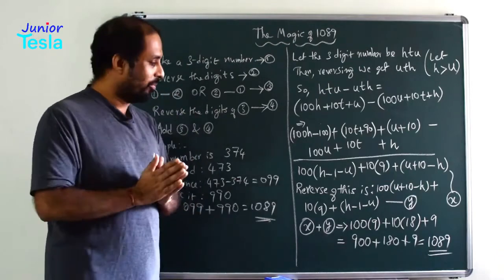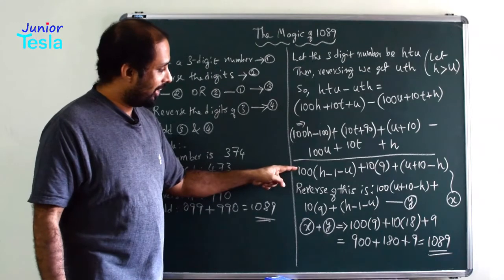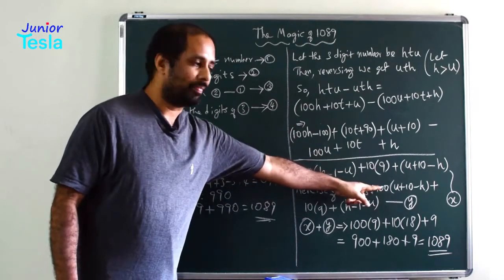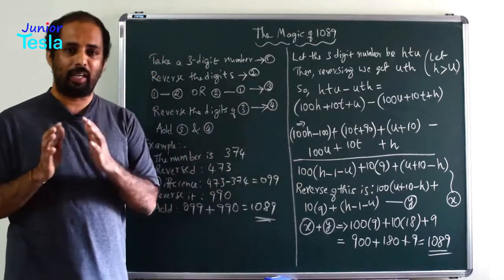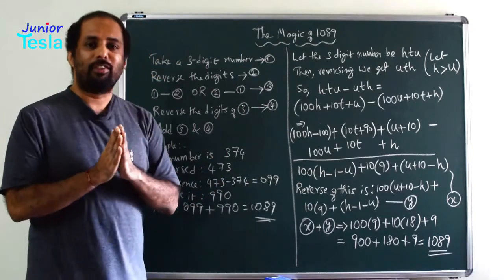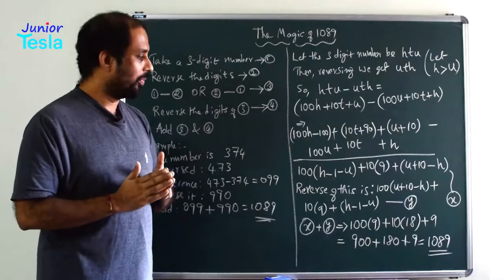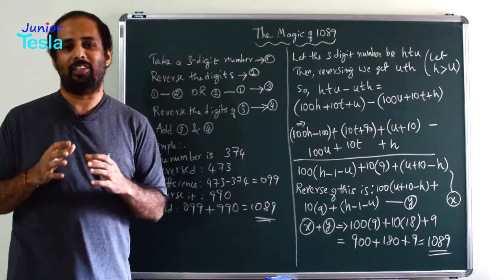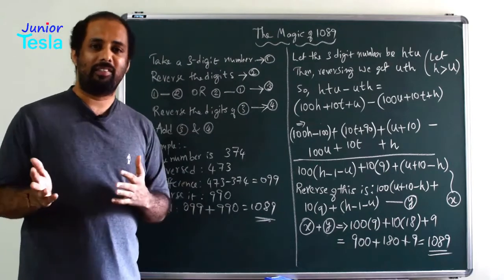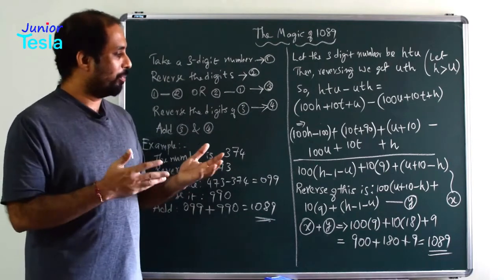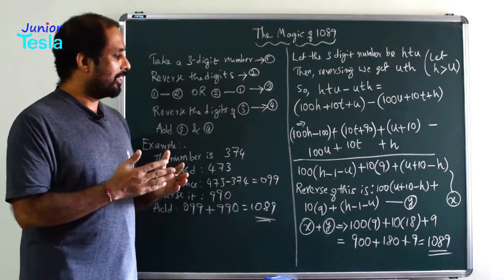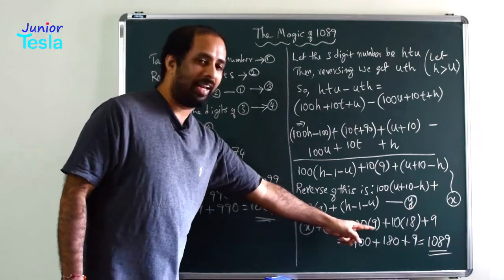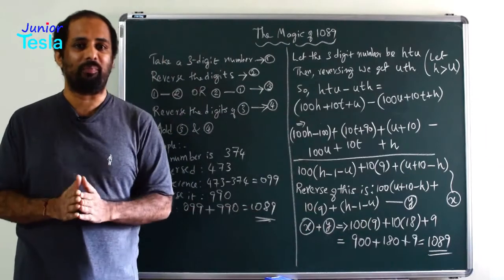And when you are adding them, what happens? 100 is added with this term, this particular term is added with this term. So 100 is common, we can keep it outside. H minus 1 minus u is added with u plus 10 minus h. Now plus h minus h got cancelled, minus u plus u got cancelled, minus 1 plus 10 is equal to 9. So that is why 100 times 9 is written as the first term.